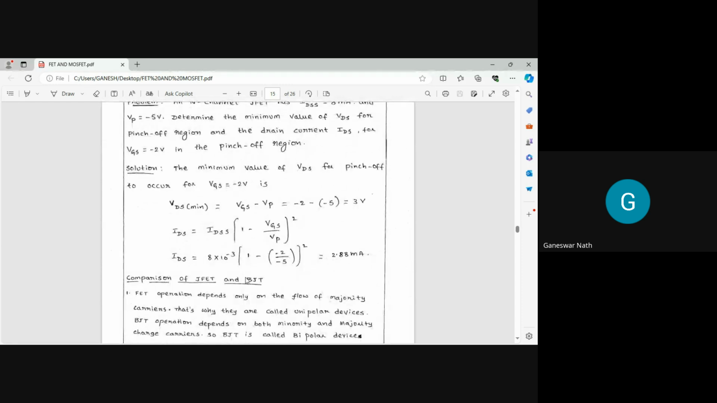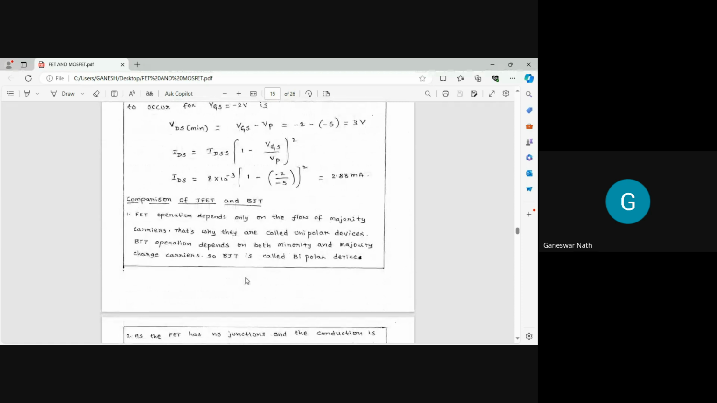Now I'll go for the comparison of JFET versus BJT.